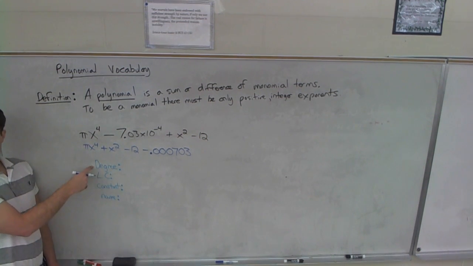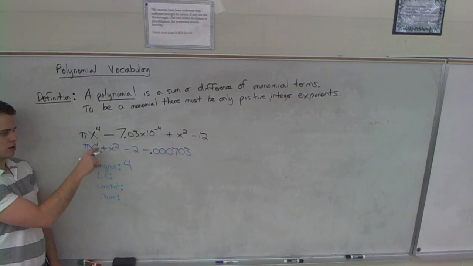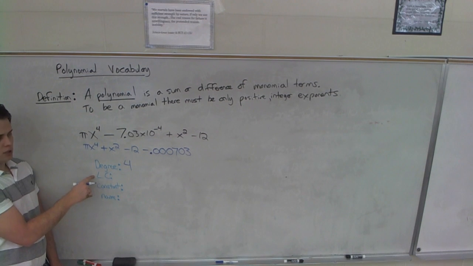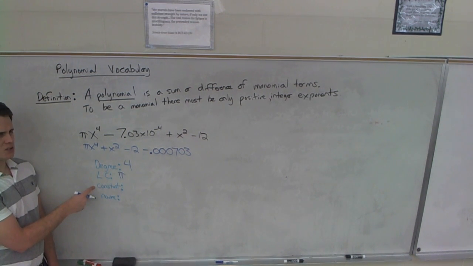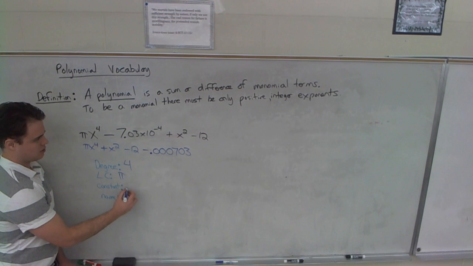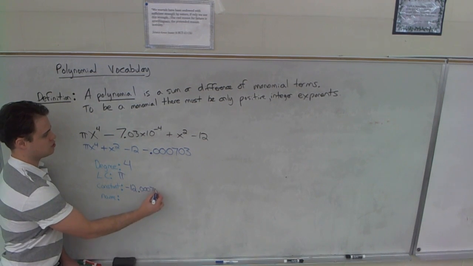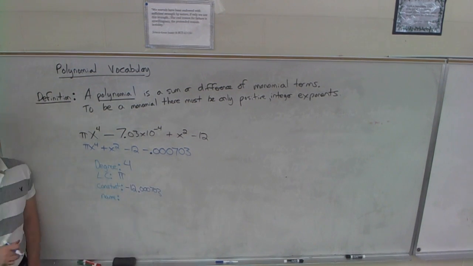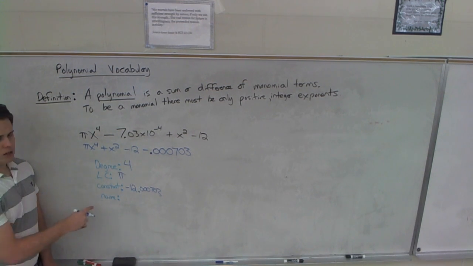So the degree on this guy is 4. There. Leading coefficient, pi. So leading coefficients can be weird numbers like pi or the square root of 2 or a non-terminating decimal. It can be anything. The constant is, careful, negative 12.000703. This whole thing together is negative 12.000703, right? And the name.